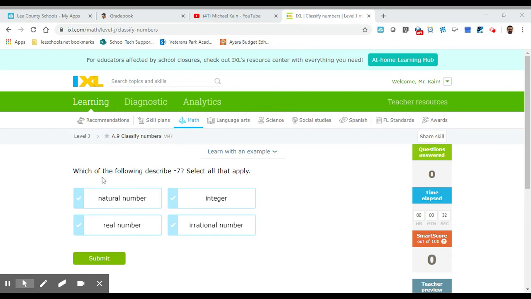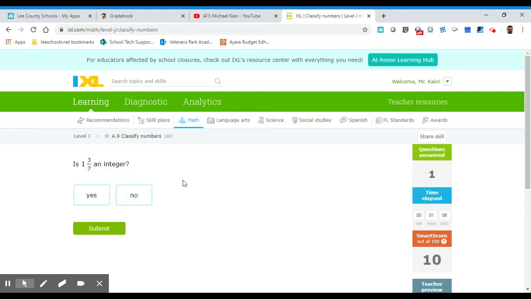Okay, so which of the following describes the number -7? -7 is not a counting number, which is what a natural number is. It is an integer, which is a negative or positive number that could be on a number line. Real number, yes, because any number that's a rational or irrational number is real. And it's not irrational because irrational numbers cannot be written as fractions. And -7 could be written as -7/1.